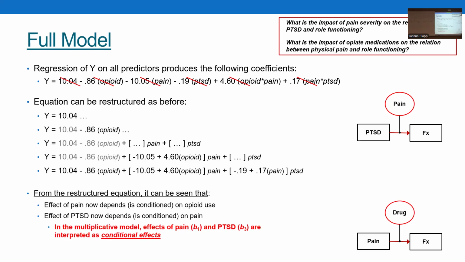All right, so again, for my restructured equation, I can see that the effect of pain is now conditioned on opiate use, right? Whatever my coefficient for pain is going to be, it's going to depend on what value of opiate use I plug in there. It is by definition dependent on level of opiate use. Same thing, the effect of PTSD is now conditioned on pain, right? Whatever this coefficient for PTSD is, my simple slope for PTSD is entirely dependent on what value I throw in there for pain.